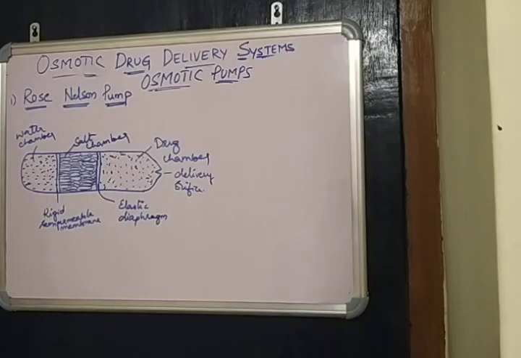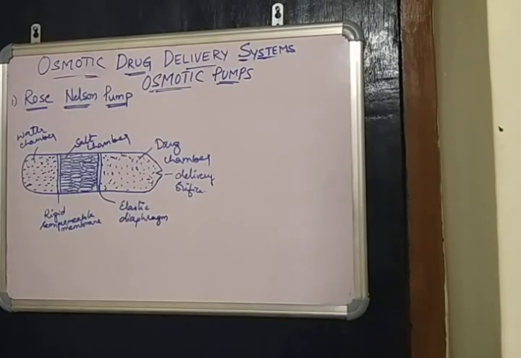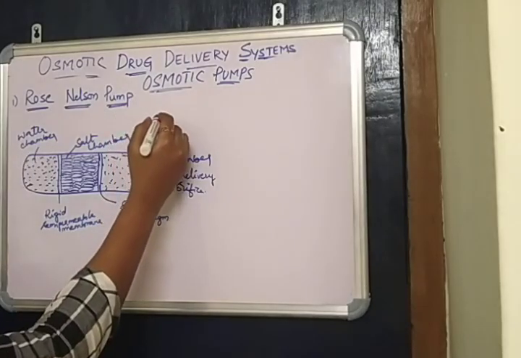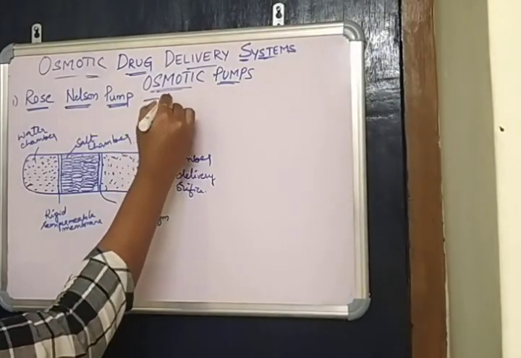In today's session we are going to discuss osmotic pumps, in that the Rose-Nelson osmotic pump. This Rose-Nelson osmotic pump is used to deliver drugs to the sheep and cattle gut.